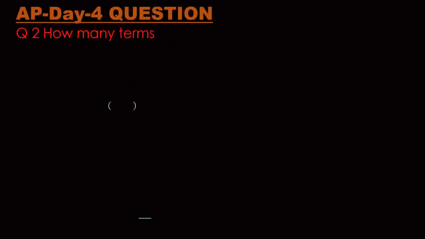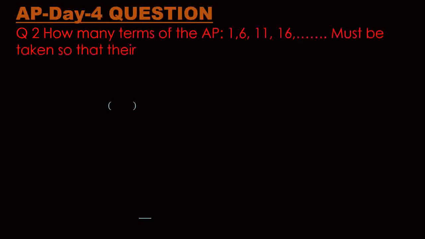So the question is, how many terms of the AP 1, 6, 11, 16 must be taken so that their sum is 148? So the first question was quite simple. This is a little tricky. Let's start with the solution. Here, identify the first term and the common difference. a is 1 and d is 5. And the sum is given, which is 148.